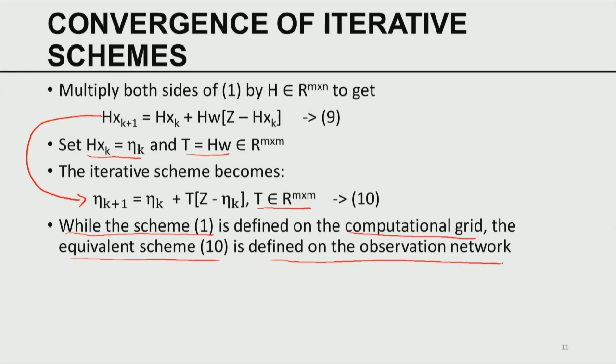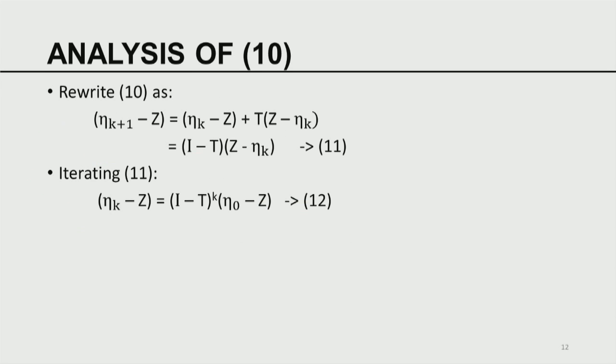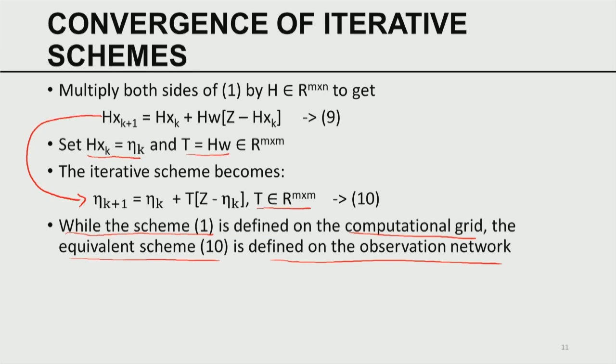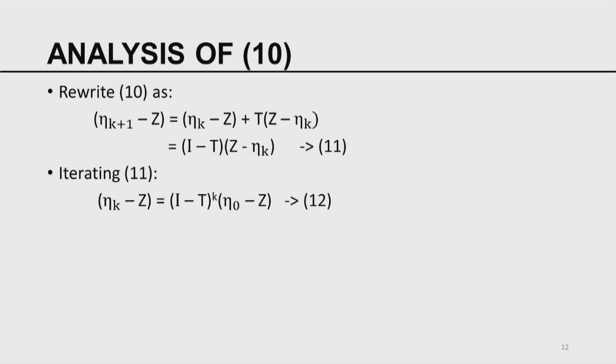Why is that? How did I bring the iteration from the computational world to the observation network? By the magic of H. Please remember, H is the bridge between the observation world and the computational grid world, or the model space. So you can think of convergence in both domains, because I can translate the results from one domain to another. So I would like to understand the asymptotic properties of the iterative scheme given by 10.